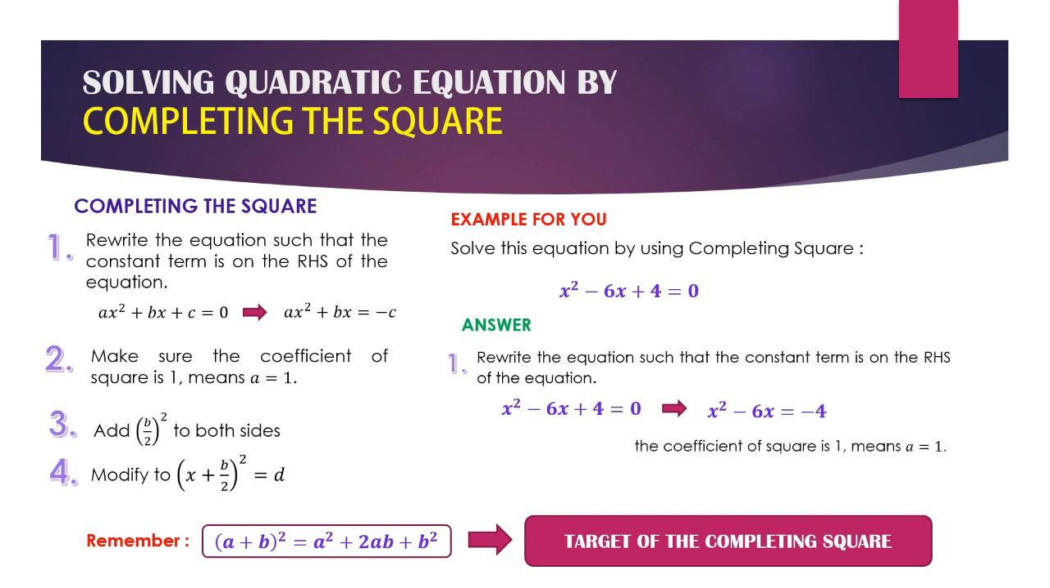The coefficient of the square is 1, meaning a equals 1. You got it, right? Because the coefficient of x squared is 1. Done. And number 3, the value of b is minus 6. So (minus 6 over 2) squared equals 9. So you have to add 9 to both sides.